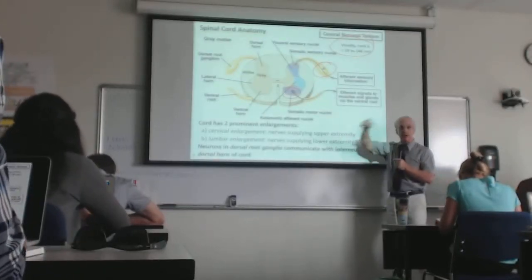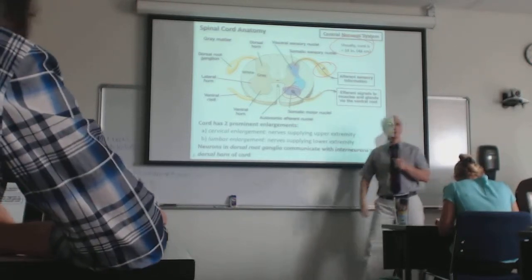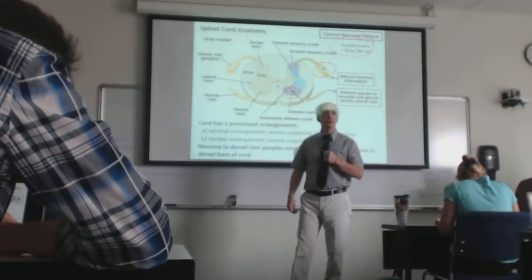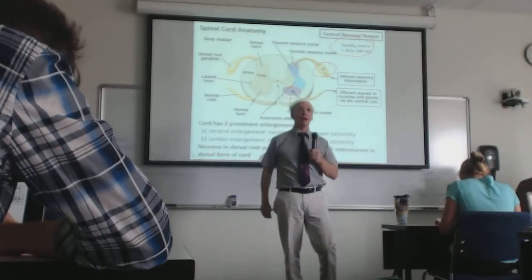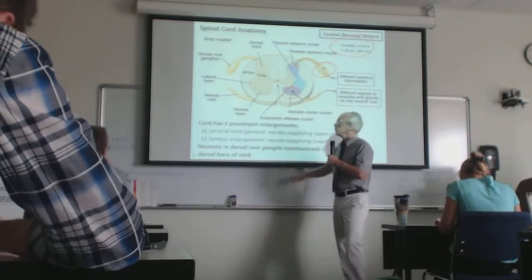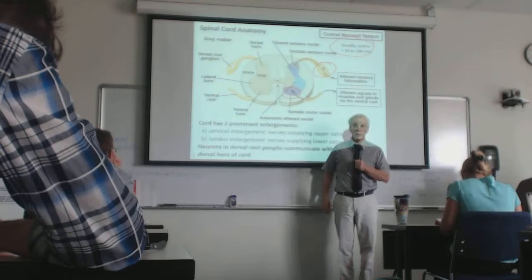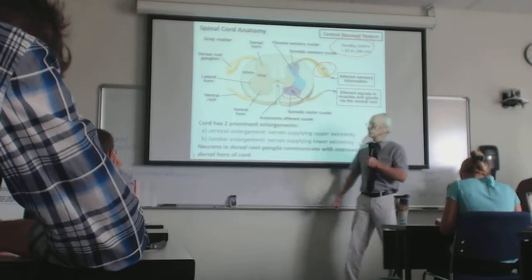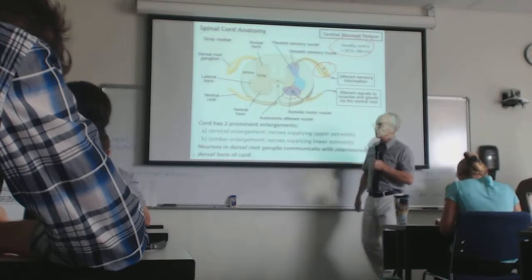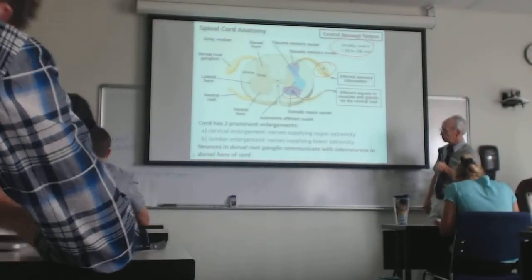Exactly right, you're exactly right. There's going to be an efflorescence of fibers emerging from the cord at these levels, one for the upper limb, one for the lower limb. Now, in general, the cord is tapering off and getting smaller, so when we talk about these enlargements, these are relative to the superior diameter of the cord.